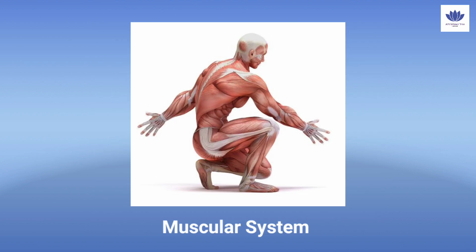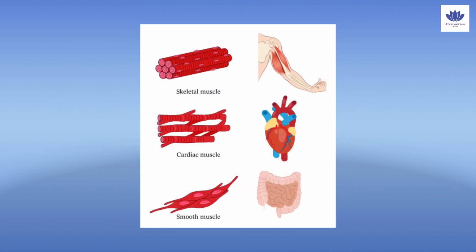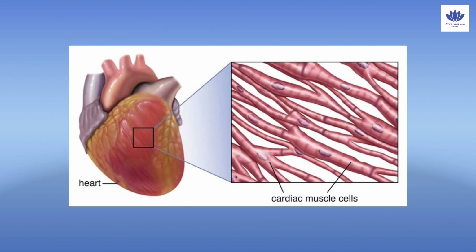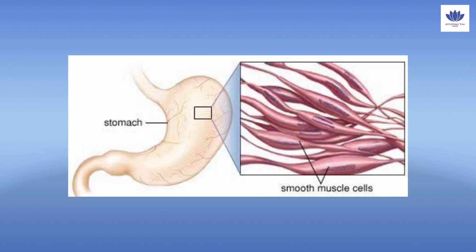Now the muscular system. There are over 600 muscles in the body. These can be divided into three types: cardiac muscles, visceral or smooth muscles, and skeletal muscles. Cardiac muscles are involuntary muscles. These have a striated appearance and these form the wall of the heart. Smooth muscles, also known as the visceral muscles, are involuntary muscles.